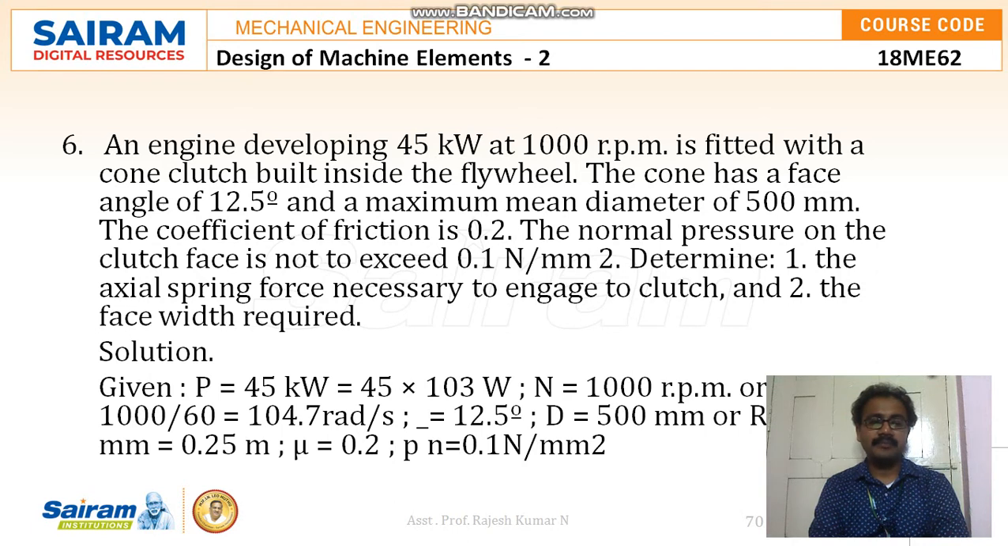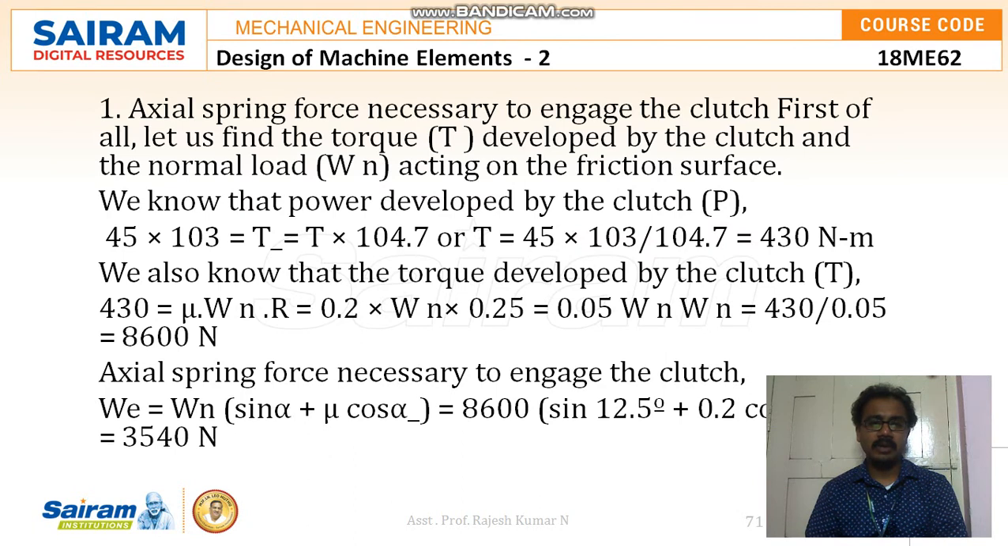So given data: P is 45 kilowatts, speed 1000 rpm, face angle 12.5 degree, diameter 500 mm so radius 250, coefficient of friction 0.2, and pressure 0.1 Newton per mm square. First we need to find the axial spring force necessary to engage the clutch. So let us find the torque developed by the clutch and the normal load W_n acting on the friction surface. Power P is 45 × 10^3 = T × 104.7. Therefore T is 430 Newton meter.